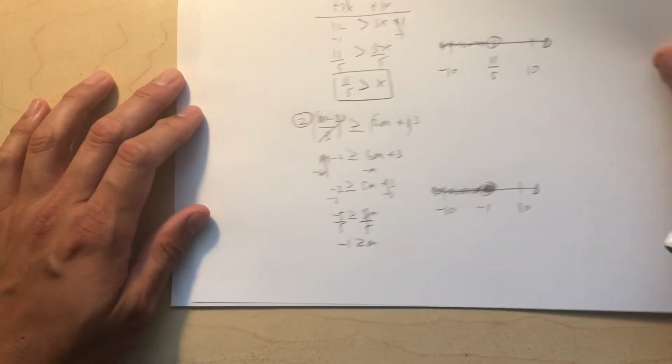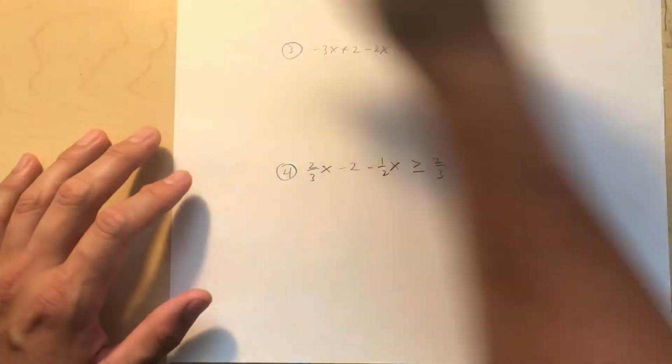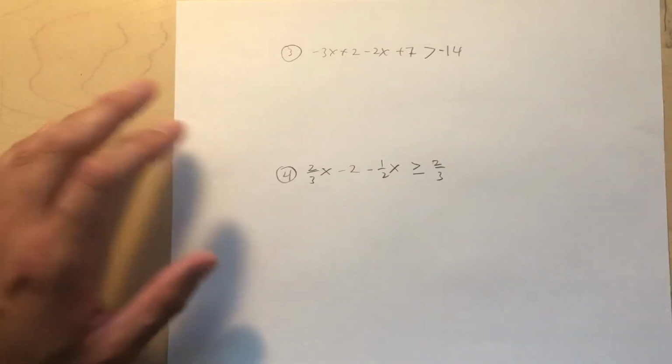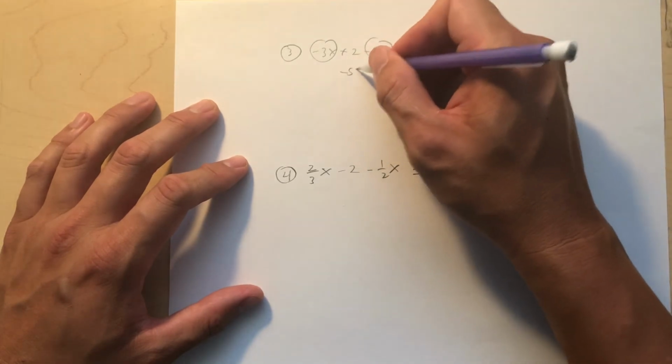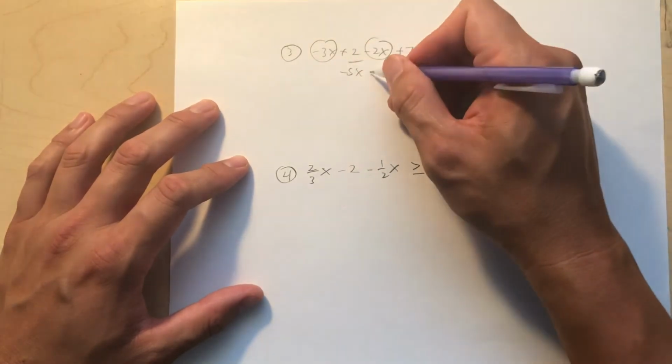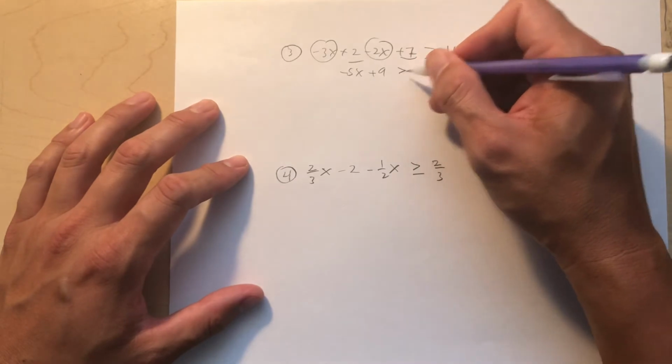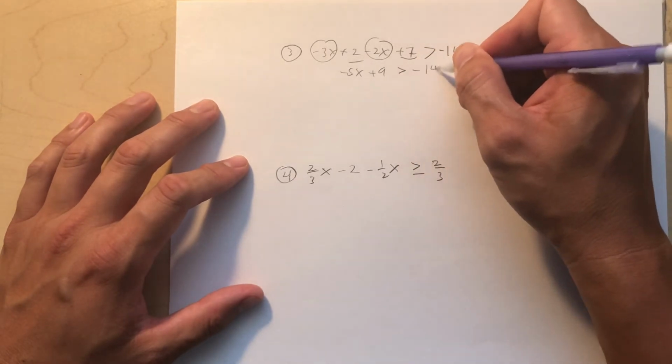All right, now the last two we don't need to graph. Let's just go ahead and solve it real fast. Okay, let's go and collect like terms for this one. There's x there, and x there gives me negative 5x. That will give me positive 9 greater than negative 14.